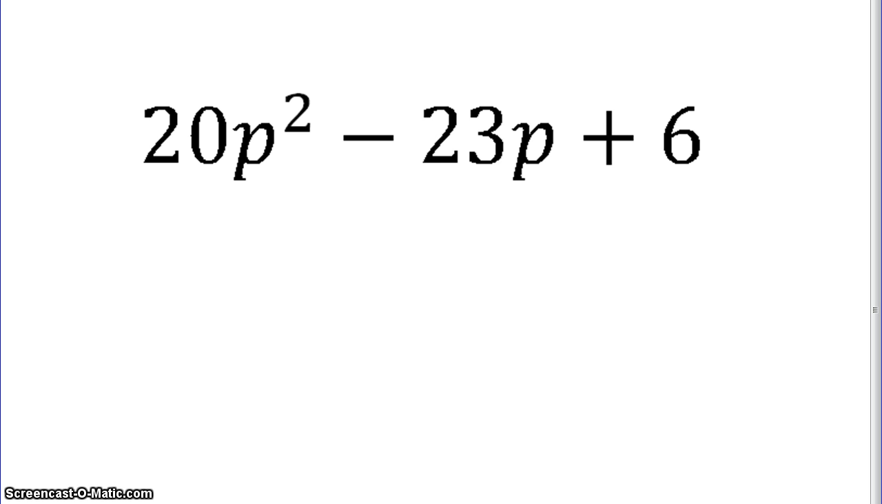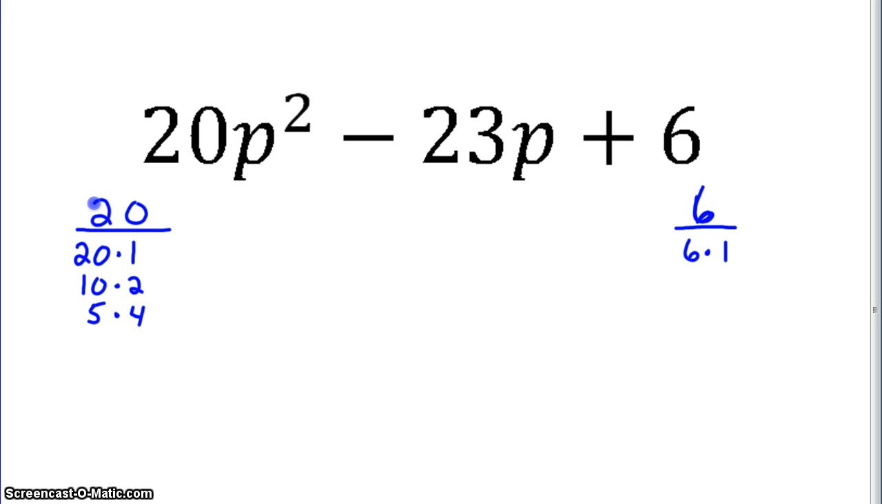First thing I like to do is list factors of 20, the leading coefficient. Some possible factors of 20 include 20 times 1. I can think of 10 times 2. I can think of 5 times 4. I think that's about it. Now we'll look at factors of 6, the last term. I can think of 6 times 1, and also 3 times 2.